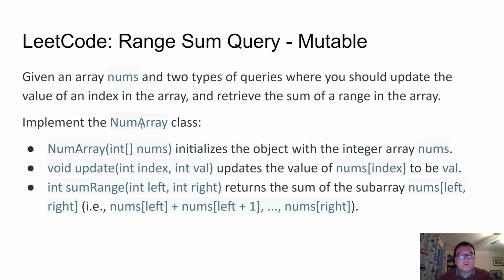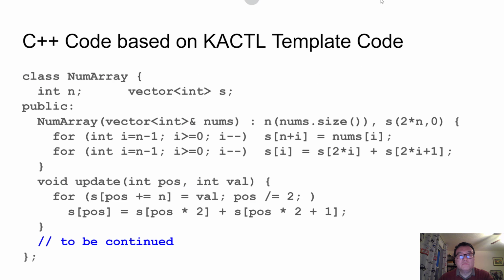So we're supposed to implement this NumArray class. There's a constructor that initializes the object with the integer array nums. There's update, which updates the value at this index to be val. And then there's sumRange, which returns the sum of the subarray. So this is essentially a specification for a segment tree, so we just directly apply a segment tree to this problem.